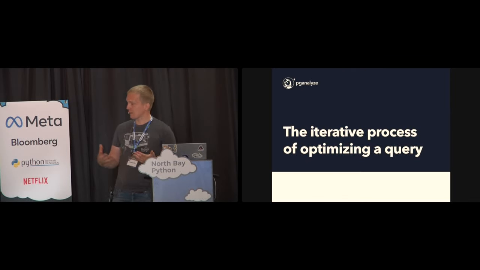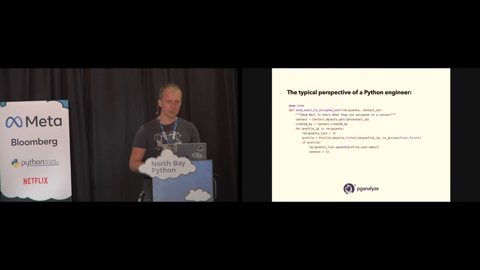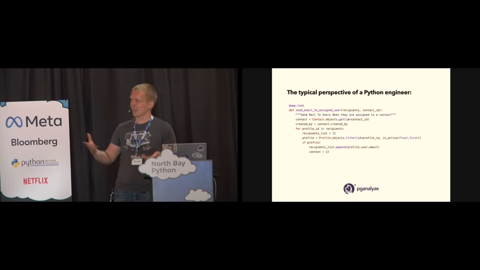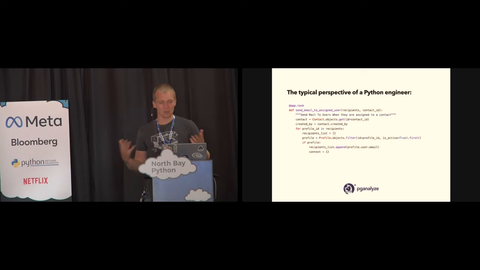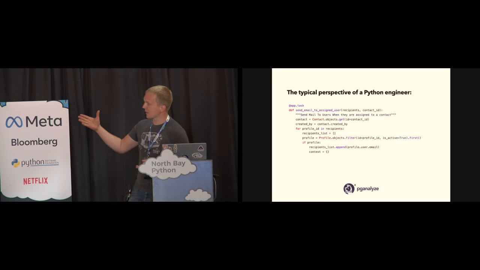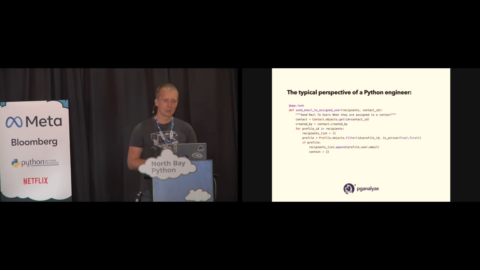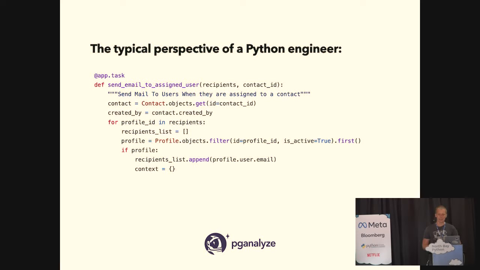So typically, the iterative process of optimizing a query starts with code. In this case, I just picked the next best Django code here. And usually, you can see it's very simple, we're looking up some things, we're filtering by an ID, right? That's the simplest perspective you would probably have on interacting with Postgres.